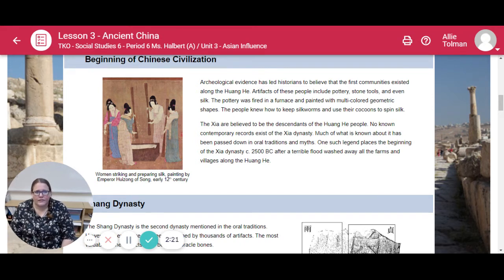The Jia are believed to be the descendants of the Huanghe people. No known contemporary records exist of the Jia dynasty. Much of what is known about it has been passed down in oral traditions and myths. One such legend places the beginning of the Jia dynasty at 2500 BC, after a terrible flood washed away all the farms and villages along the Huanghe.